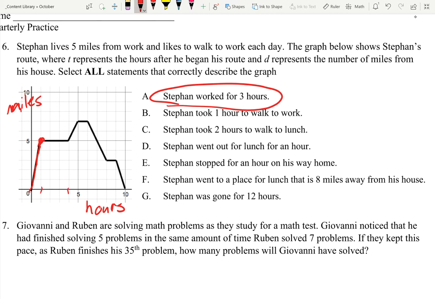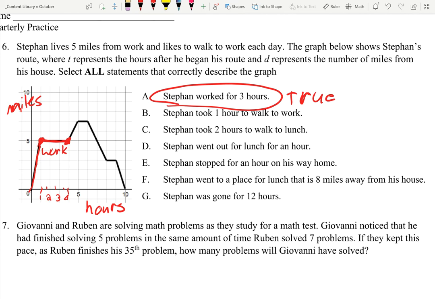Now, for the next 3 hours, from 1 to 4, he is the same distance away. He hasn't moved, right? He's stopped somewhere and he's been there for 3 hours. So this is probably his work, right? So that makes this first statement true. He was at work for 3 hours. We can see that because his position was stationary for 3 hours.